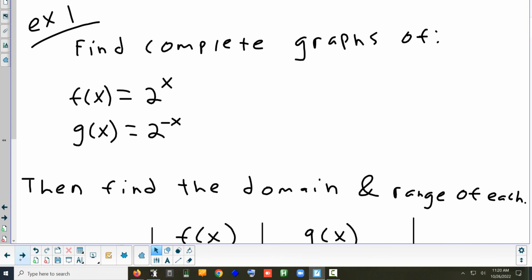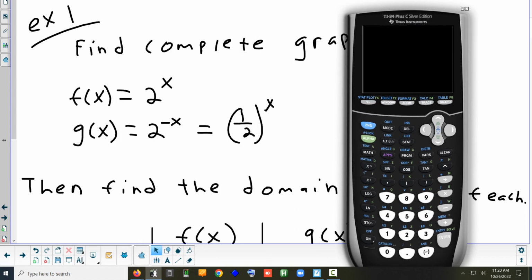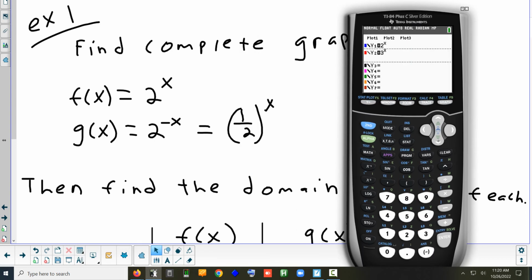Okay, so let's graph these. Just for us thinking about it, how can I rewrite 2 to the negative x so it doesn't have a negative x? 1 over 2 to the x. And again, that number is going to be important in a little bit. So let's graph 2 to the x and 0.5 to the x. You're going to see exactly what I just did by hand on the screen. There's 2 to the x. And the other one is going to be a horizontal reflection.